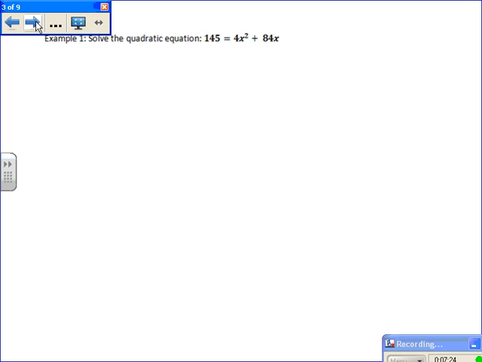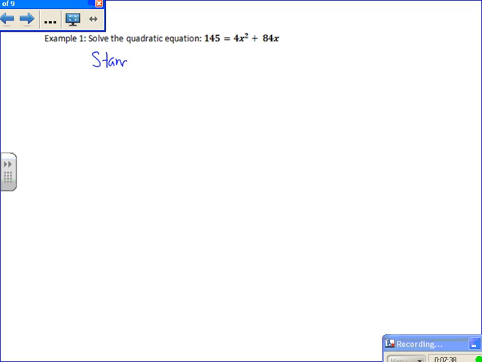Let's do some of these then. So first of all, here's example 1. It says solve the quadratic equation, and you've got this quadratic equation given to you. The first thing you want to do is get it into standard form. And so standard form is y is equal to ax squared plus bx plus c.